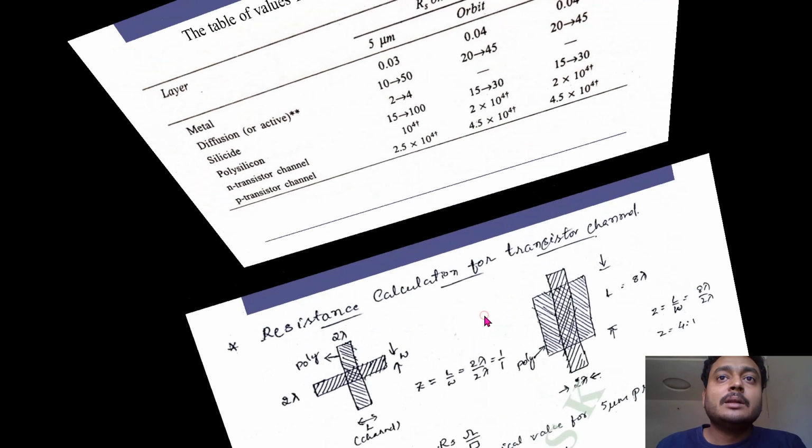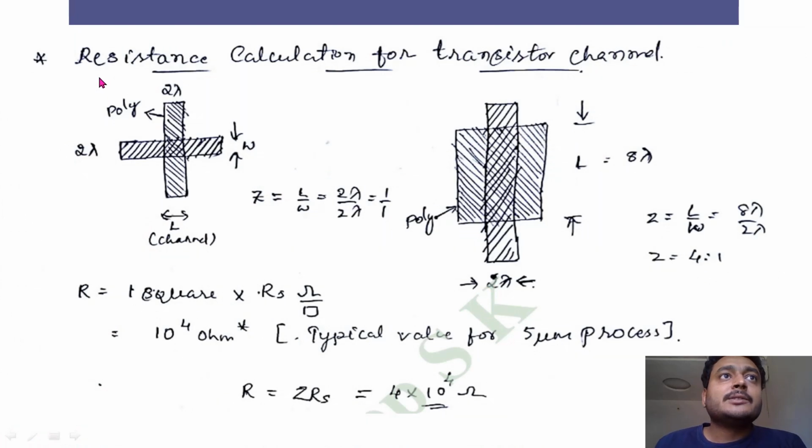So we have some calculations here. It is a resistance calculation for a transistor channel. How do we calculate the resistance for any channel of the transistor? Here, first, we have a minimum size transistor, that is 2 by 2, because the polysilicon and diffusion minimum dimension is 2 lambda. The polysilicon has a minimum width of 2 lambda, and the diffusion also has a minimum width of 2 lambda. This will be a transistor, and the channel region is this intersection part, the overlapped part.